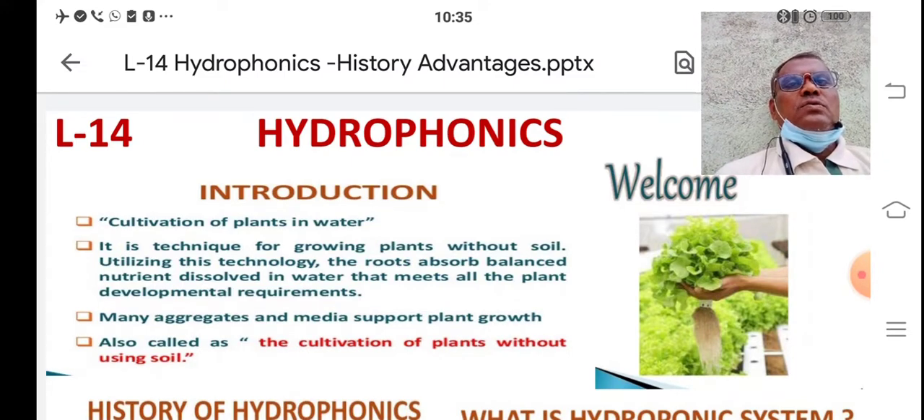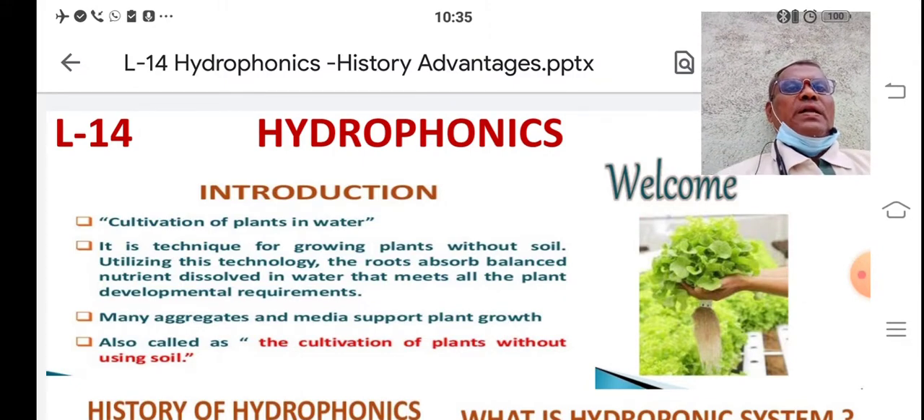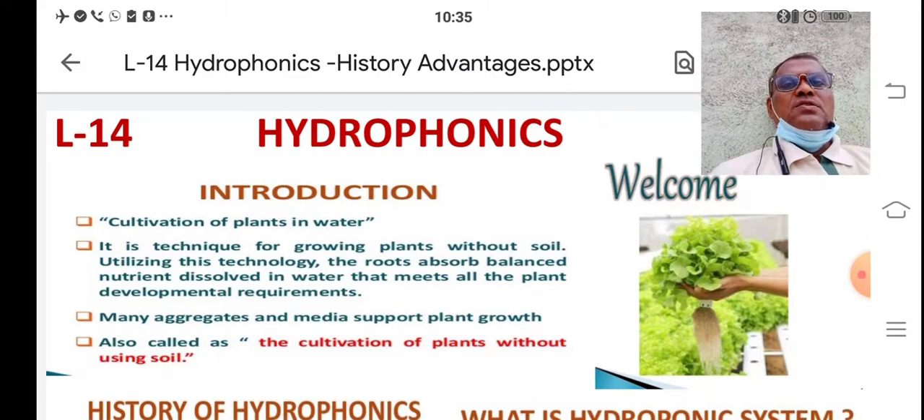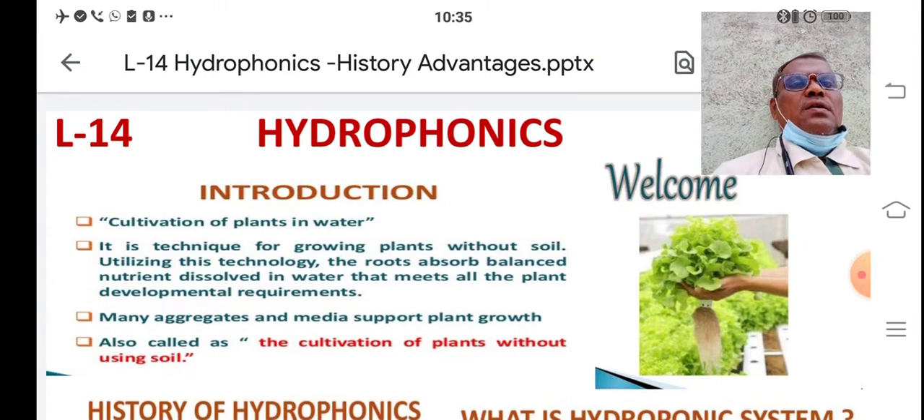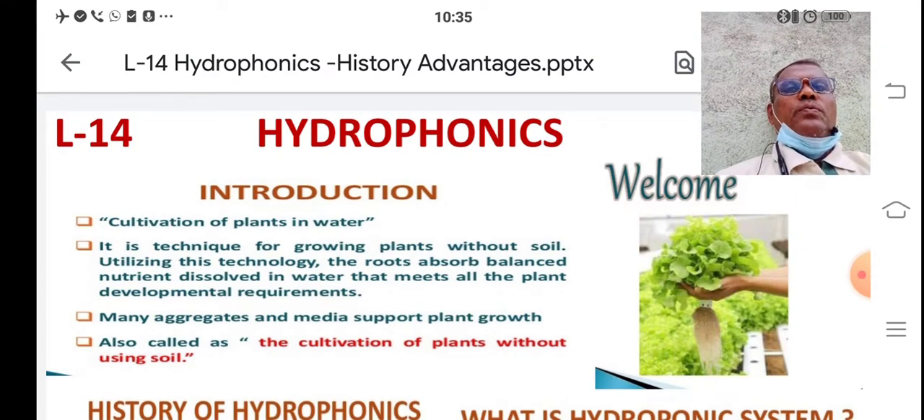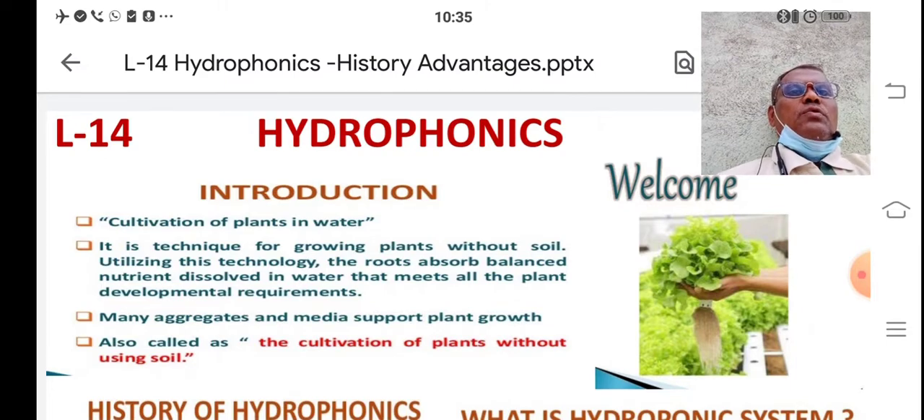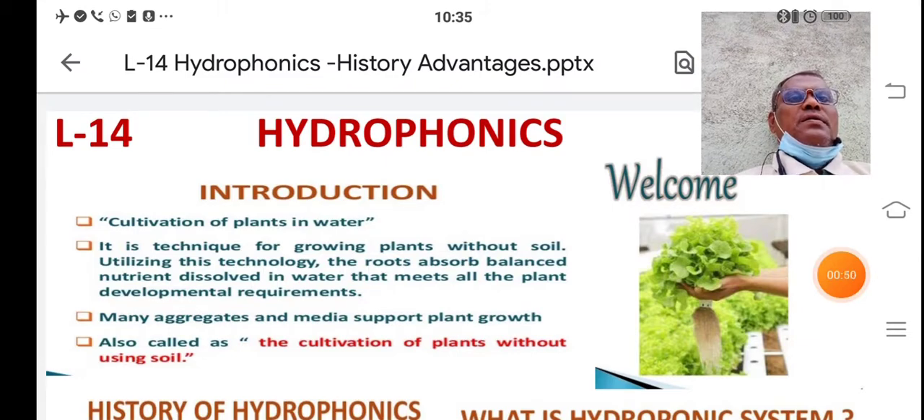So generally, what is the meaning of hydroponics? It is the cultivation of plants in water. Generally we grow our plants in pots in the soil, but this new technique is commonly called hydroponics. It is the technique for growing plants without soil, utilizing technology, and the roots absorb the balanced nutrients which are dissolved in the water, and that generally meets the plant development requirement.